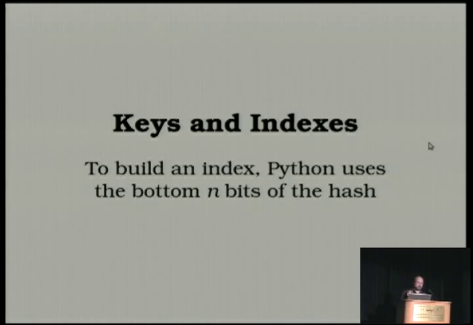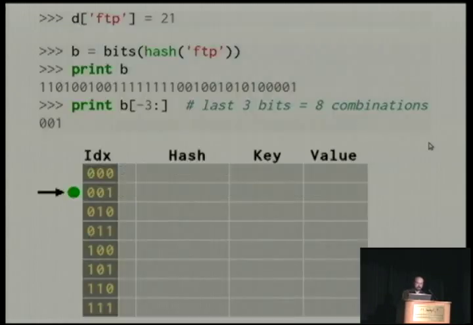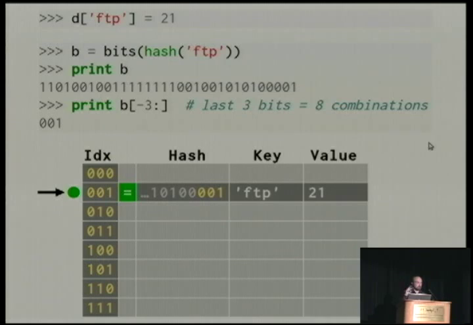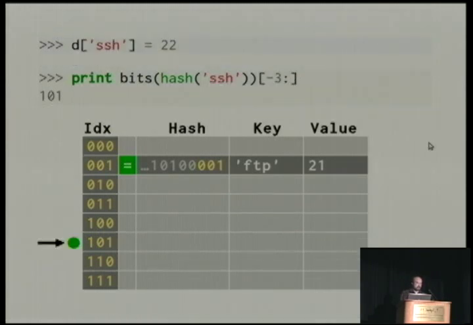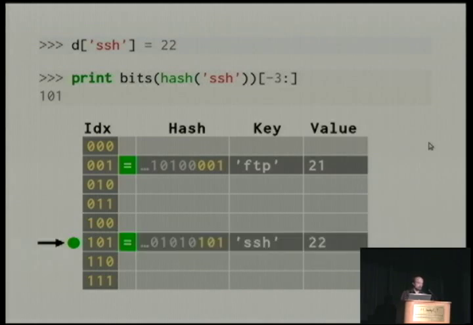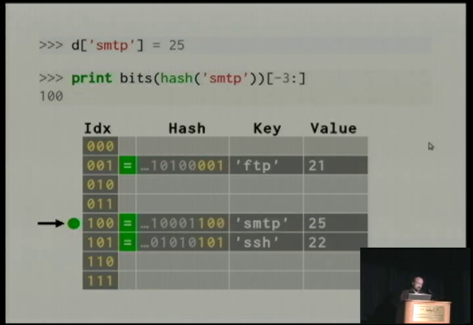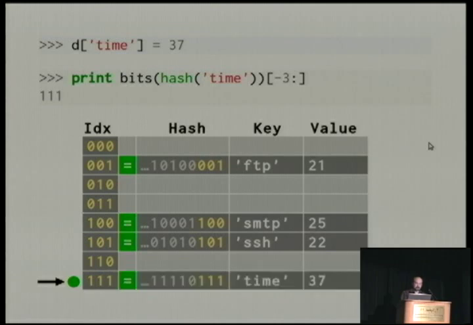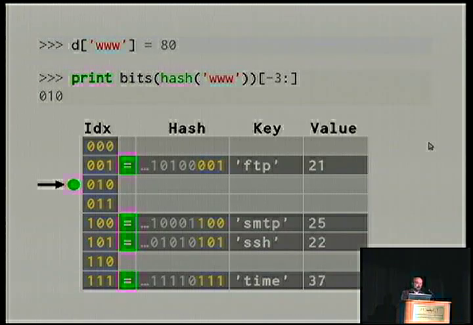In order to build the indexes that it needs to get into the hash table, Python uses the bottom n bits of the hash. So let's say that we start with this empty dictionary and we want to store something under the key FTP. It computes the hash, a big binary number, pulls off the last 3 bits, 001, goes to check that slot, finds that it's empty, and decides to store the key and value there. When you want to store SSH's port number, it hashes SSH, looks at the last 3 bits, and that slot's free, so SSH goes there. SMTP, the big long hash, ends with 100, and that's a free slot. Time ends with 111, and www happens to end with 010.